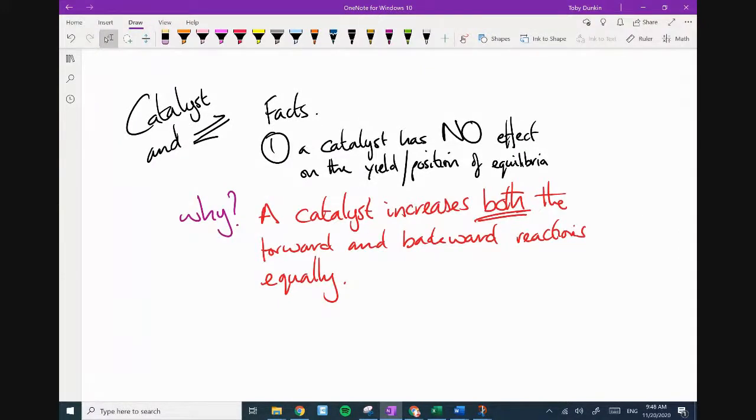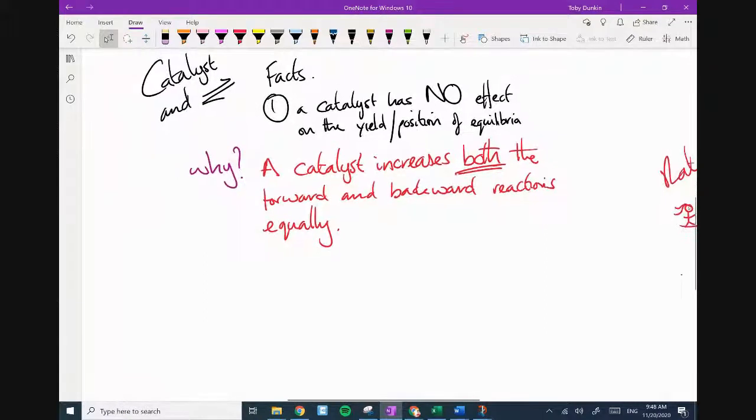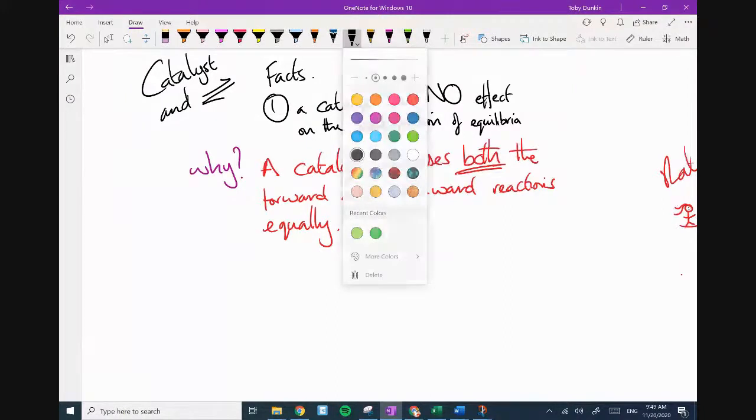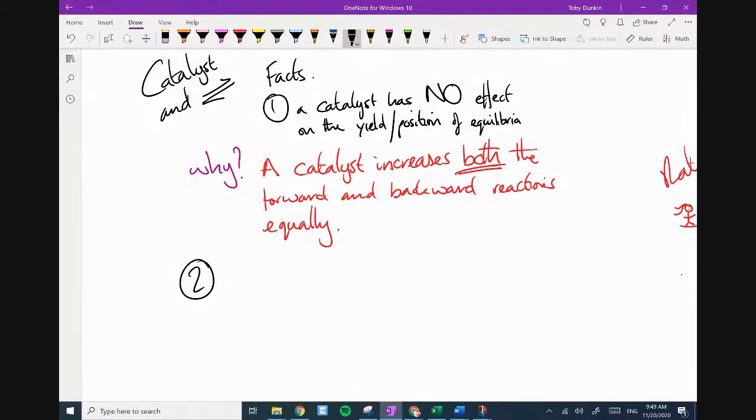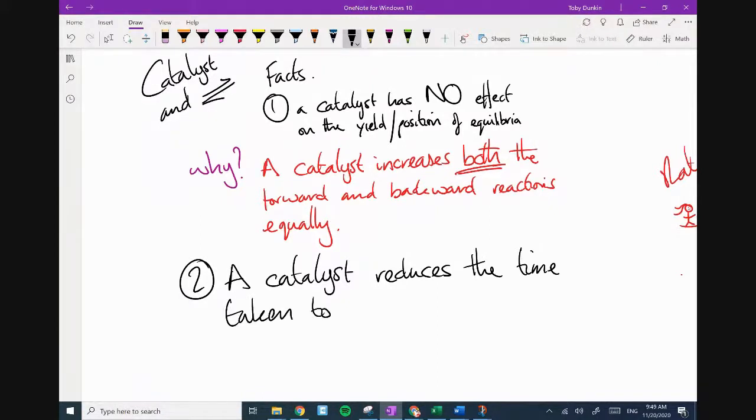So the next question is, if it has no effect on the yield or the position, why would we ever add a catalyst? So fact number two: a catalyst reduces the time taken to reach equilibrium.